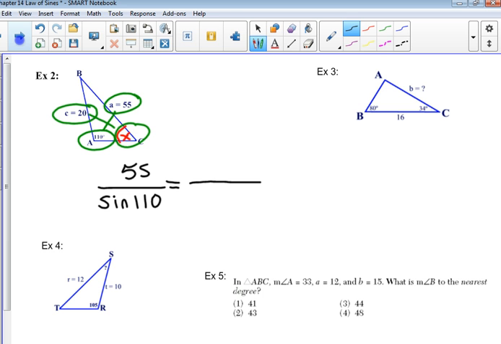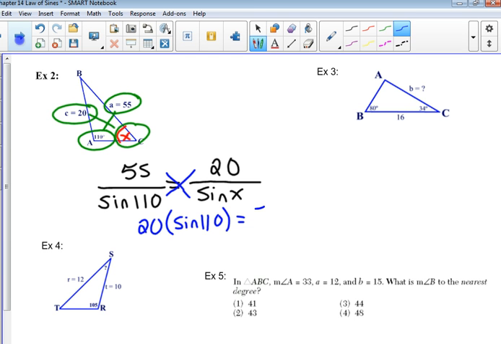Awesome. Anybody got what the next fraction would look like? Over sine x. Good job. How are you guys doing with setting them up? Good. Okay, now when we do our cross multiplying, this one's a little bit different. Do your work first, then go to your calculator. So we have 20 times the sine of 110 equals 55 times the sine of x.